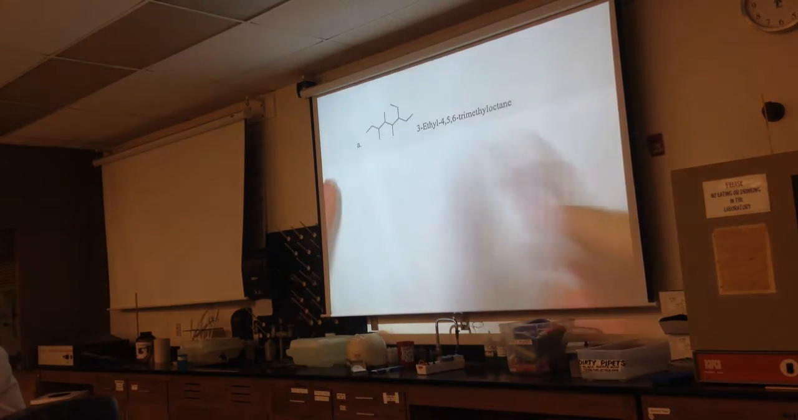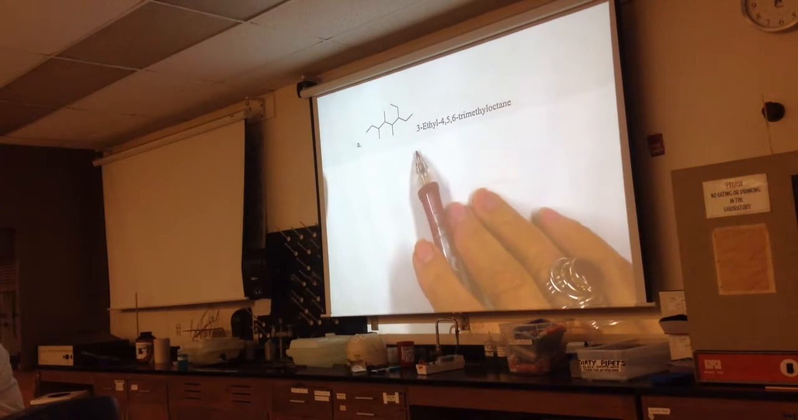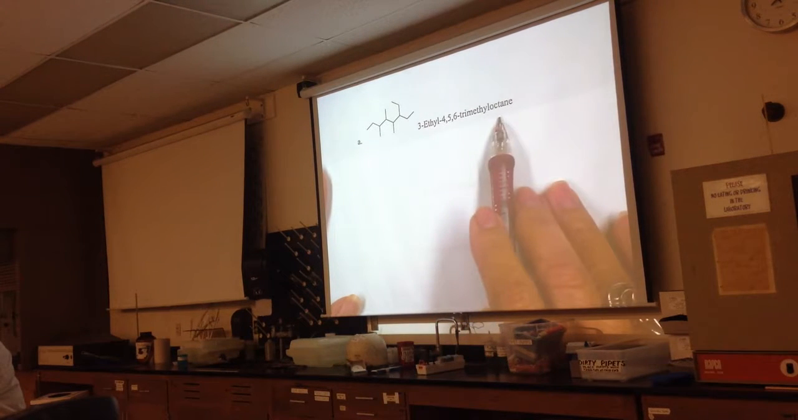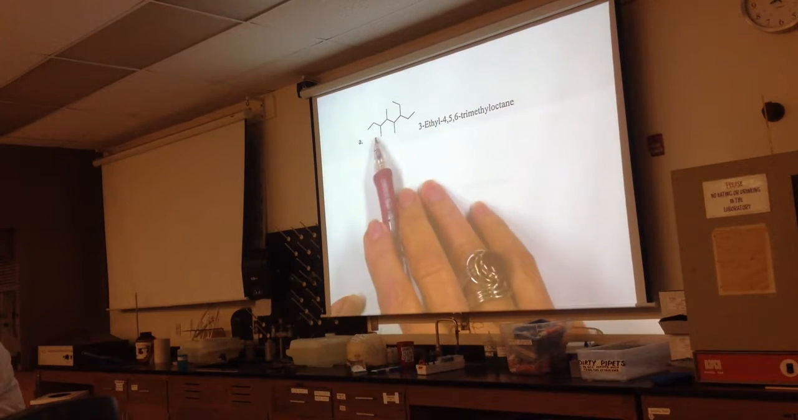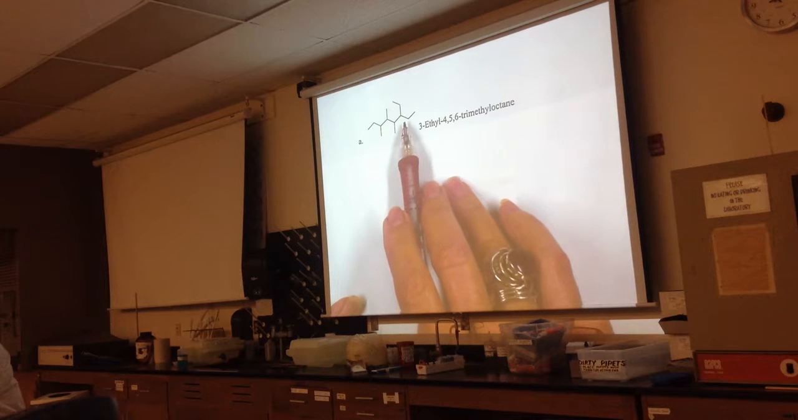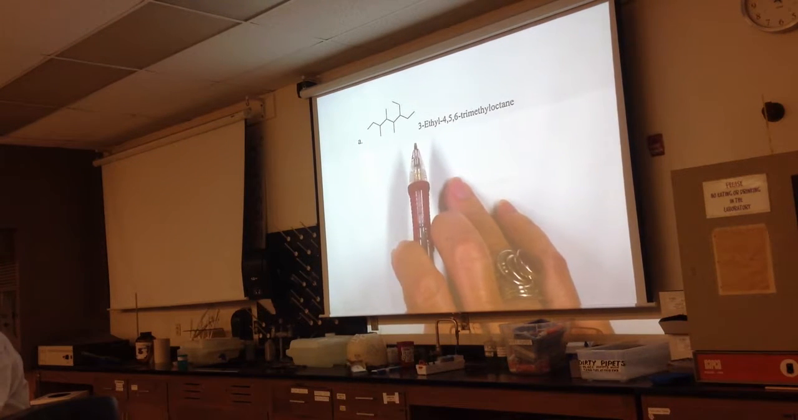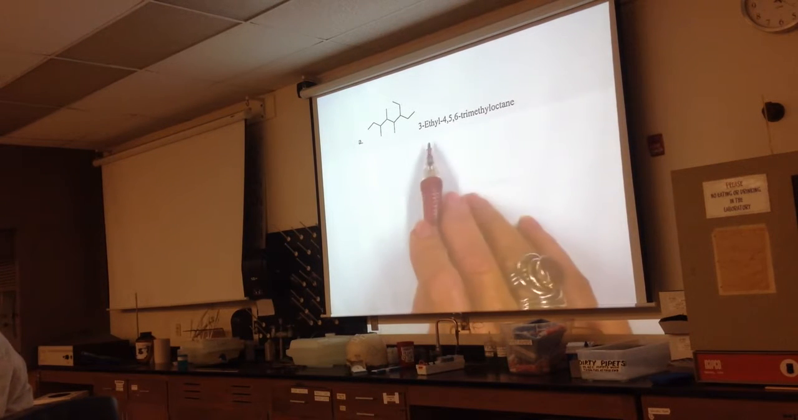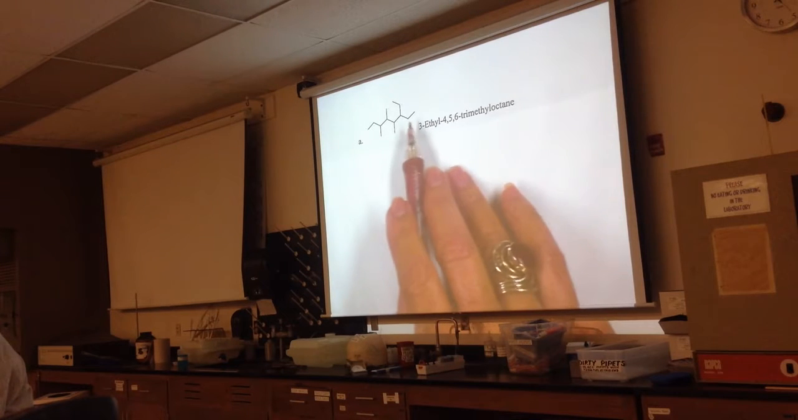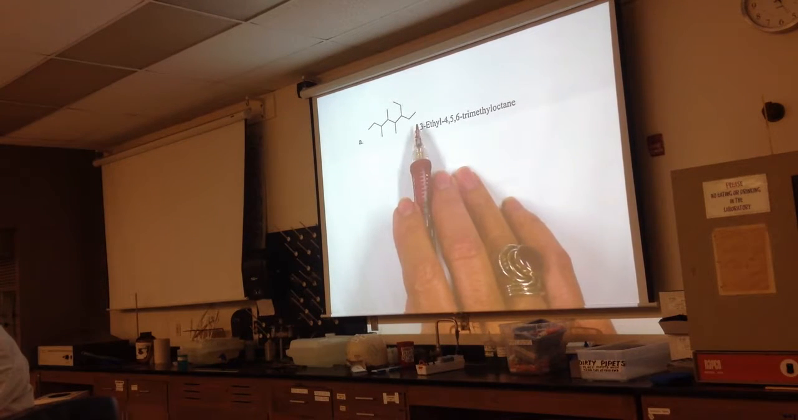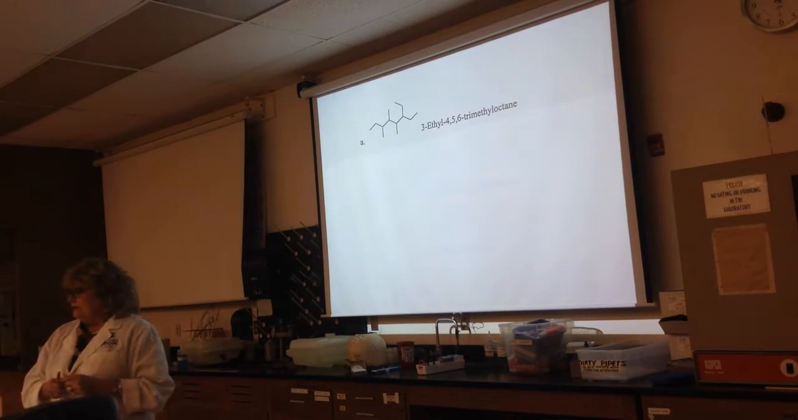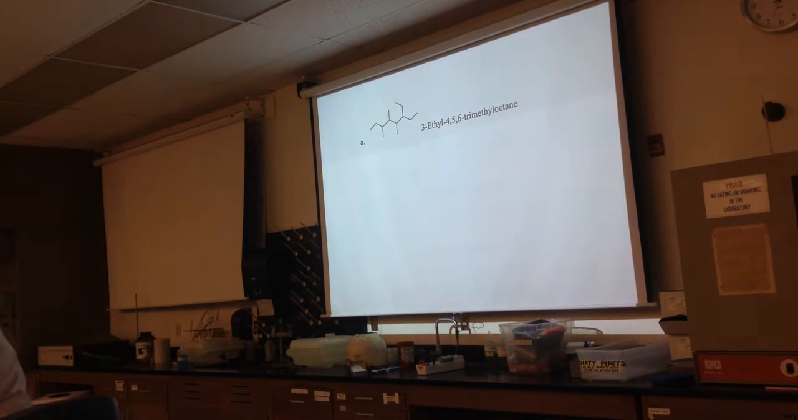So, in this example, it didn't matter which way you went. Octane would have been the longest, but you had the option of coming from the left or from the right, and your numbers would have been 3, 4, 5, and 6, or 3, 4, 5, and 6. When numbers are equal, it was the alphabet that made the decision of starting on the right. So that compound is 3-ethyl-4,5,6-trimethyloctane.